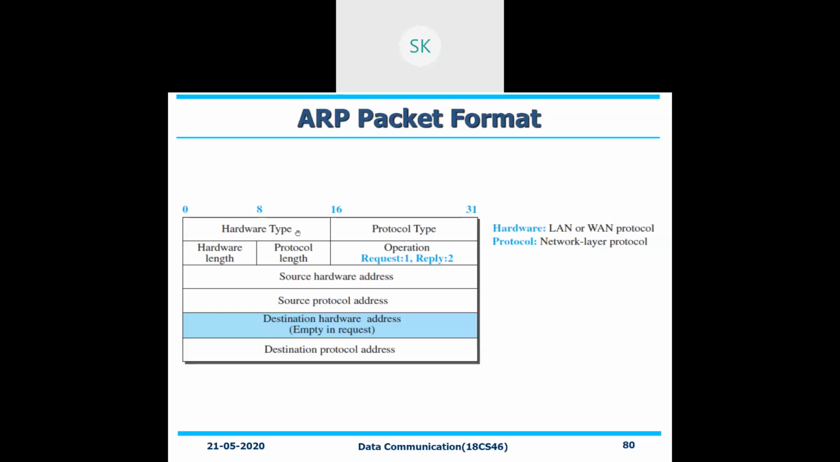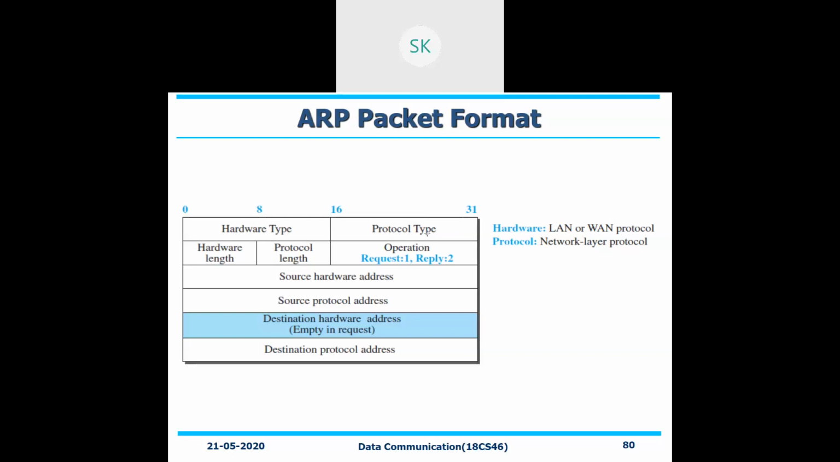It contains a hardware type. What is this hardware type all about? Whether you are using a LAN, that is a local area network, or a wide area network, or which particular protocol you are using. Metropolitan area network, yes, that is also possible. Which particular type of hardware you are using will be recorded. What is the length of it? It is 16 bits.